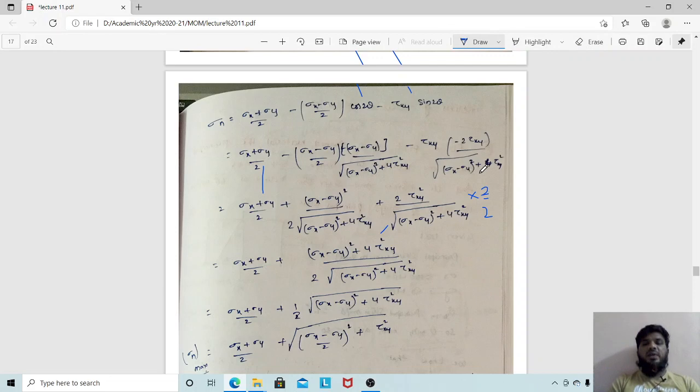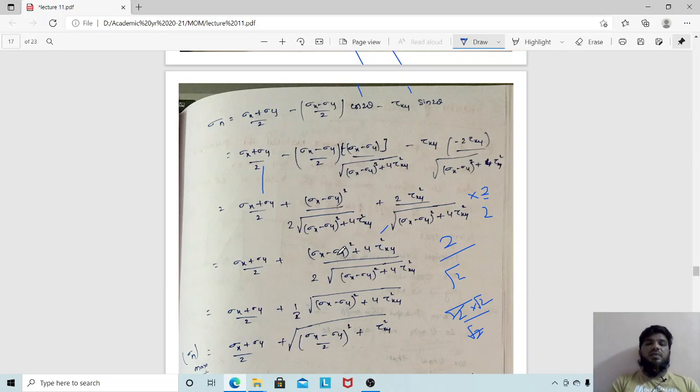Or if you are having 2 by root 2, what can we do to this? The 2 above can be written as root 2 into root 2, then root 2 into root 2 will become 2, whole divided by root 2. So what is the answer? In the denominator, the root 2 and the root 2 above cancel, and root 2 will be left out.